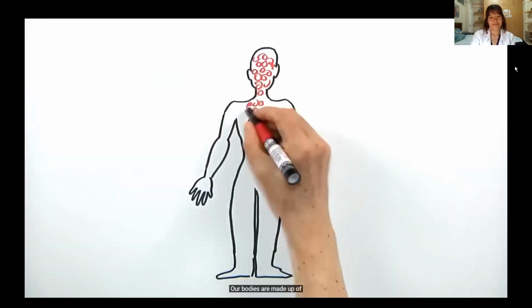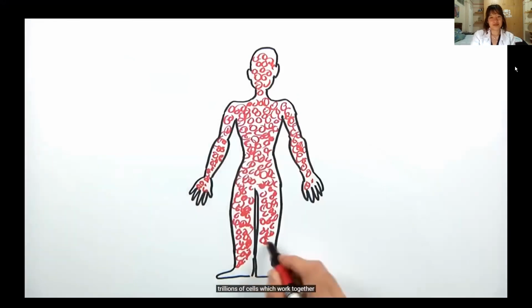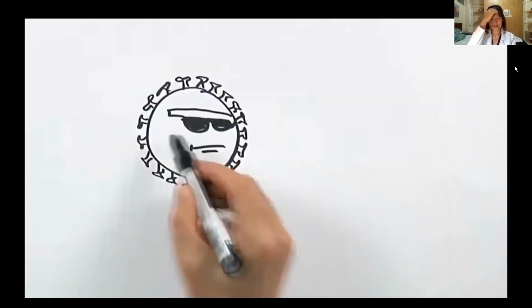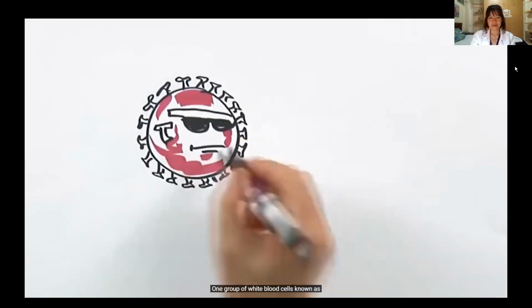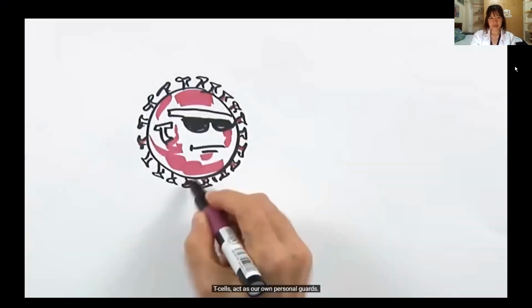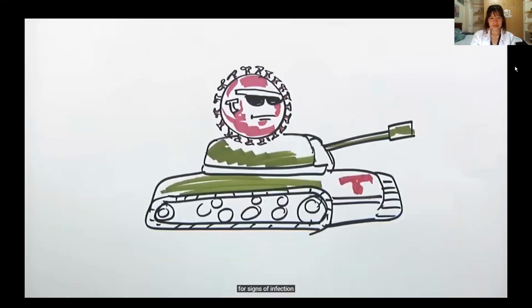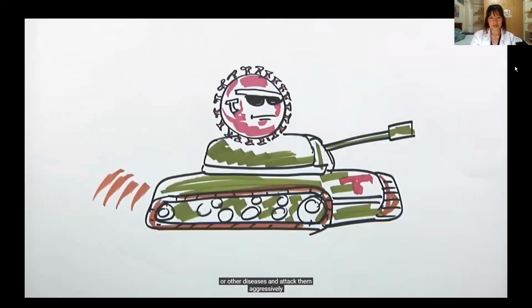Our bodies are made up of trillions of cells which work together to keep us healthy. One group of white blood cells, known as T cells, act as our own personal guards. They patrol our bodies relentlessly for signs of infection or other diseases and attack them aggressively.